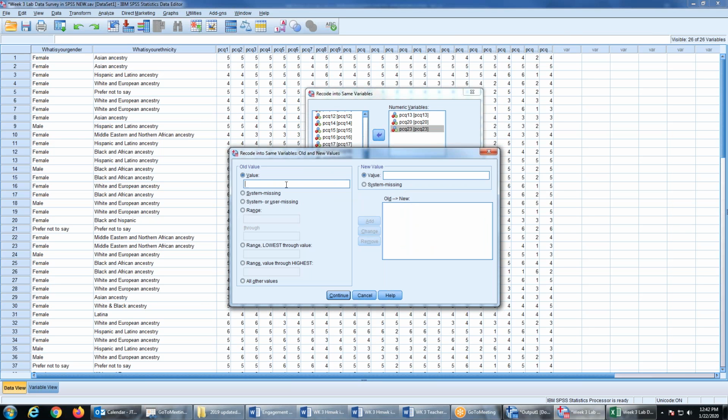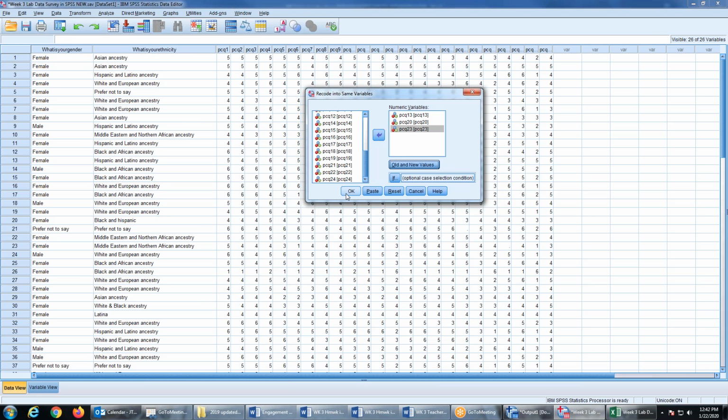Then we are going to do 6 equals 1, 5 equals 2, 4 equals 3, 3 equals 4, 2 equals 5, and 1 equals 6. Continue. Okay.